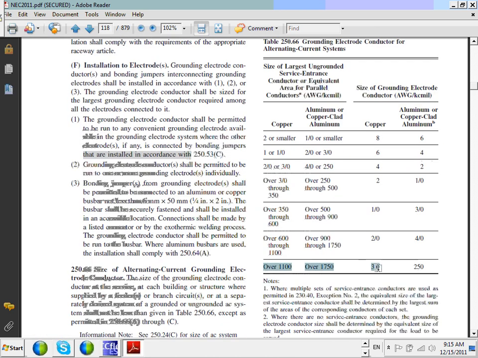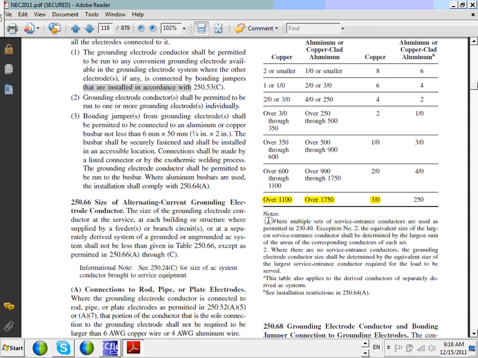You come right in here, and since we're invested in the code book, you found it, right? Straightforward. I want to remind you, Chris asked me this question. He said, Chad, why did you multiply them? If you read this note, guys, right in here, if you have not highlighted this, please do so. It says, where multiple sets of service conductors are used as permitted, the equivalent size of the largest service conductor shall be determined by the largest sum of the areas of the corresponding conductors of each set. That's why I multiplied them by 2. Does that make sense? Meaning if you parallel conductors, you take one size and multiply it by how many sets you parallel. Does that make sense?